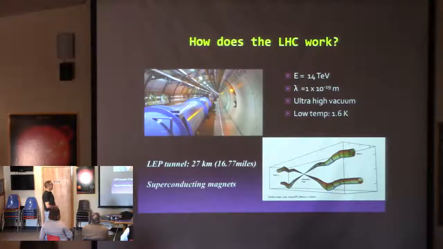So picture inside, you're working at energies up to 14 tera electron volts. A wavelength, remember I said you have to use higher and higher energy to probe smaller and smaller stuff. So now the wavelength that you're probing is 10 to the minus 19th meters. 10 to the minus 35 is the Planck scale, so you're a long ways away from that. But you're really getting small.